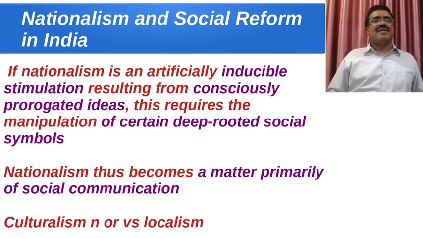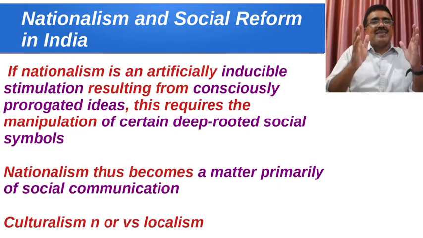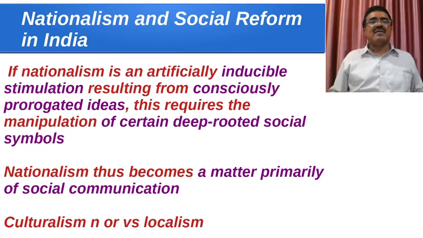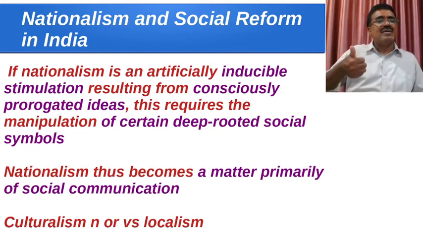Nationalism is an artificially inducible stimulation resulting from consciously propagated ideas. This requires the manipulation of certain deep-rooted social symbols, right? So nationalism has to be propagated as an idea, but it cannot be propagated as a purely rationalistic idea based on Western ideas of equality, fraternity, etc. It cannot be done like that, but we have to arouse certain deep-rooted social symbols.